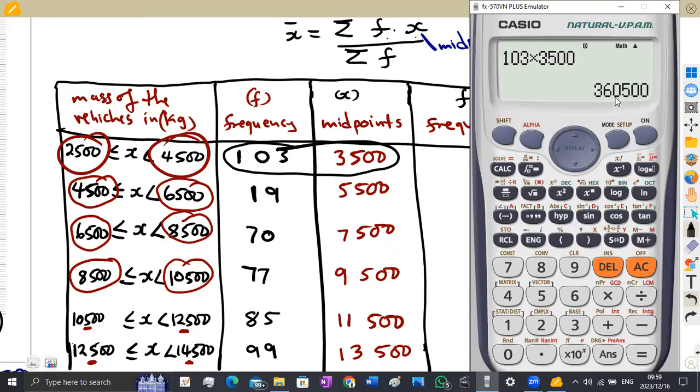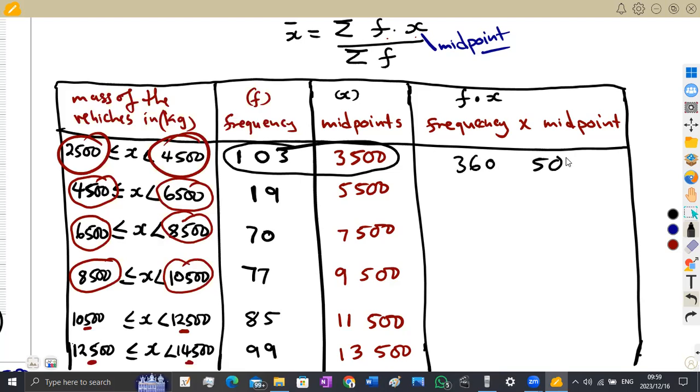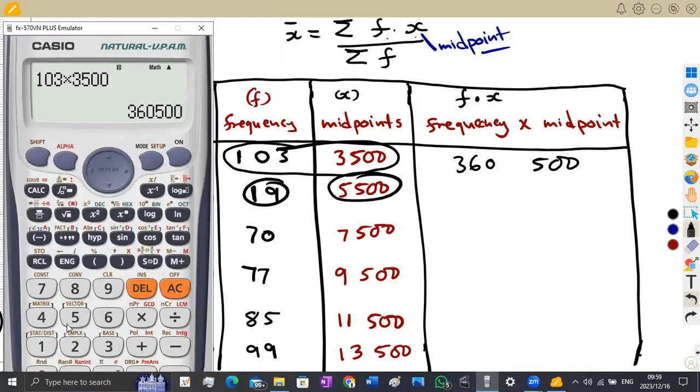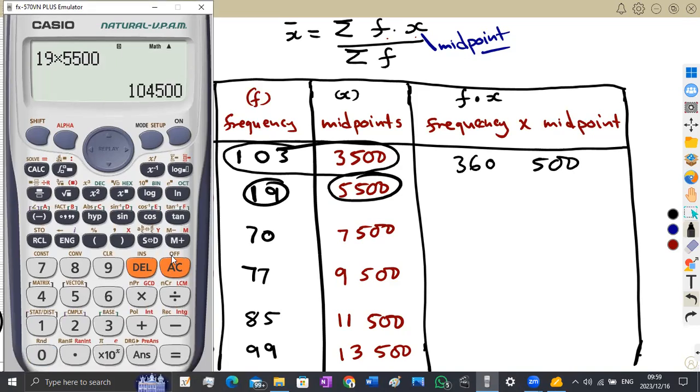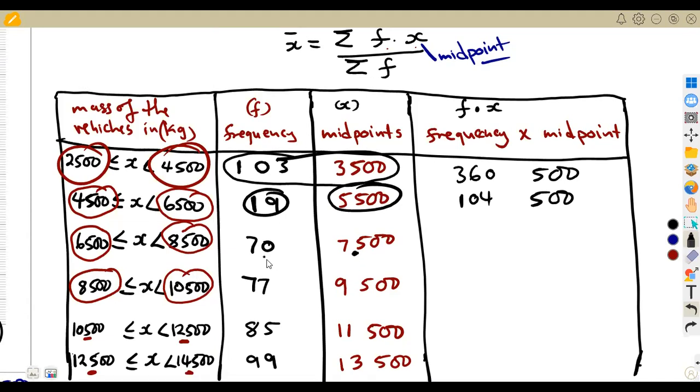This is going to give us 360,500. You do the same thing, the product of this and this, that is frequency times midpoint. You're just multiplying. So that's 19 times 5,500. This will give us 104,500, and so on. So this is what you're going to do throughout. You're just multiplying frequency by the midpoint.